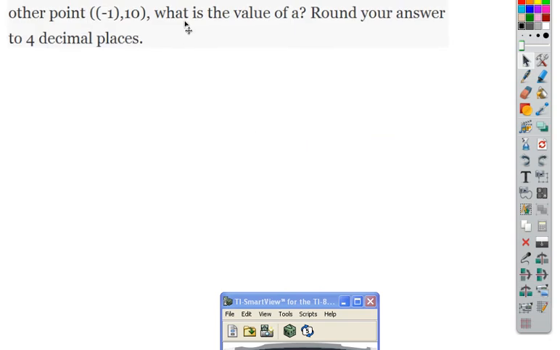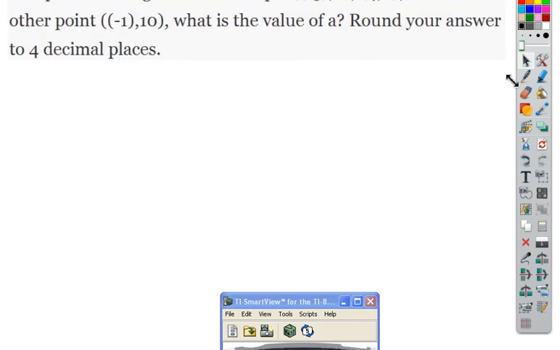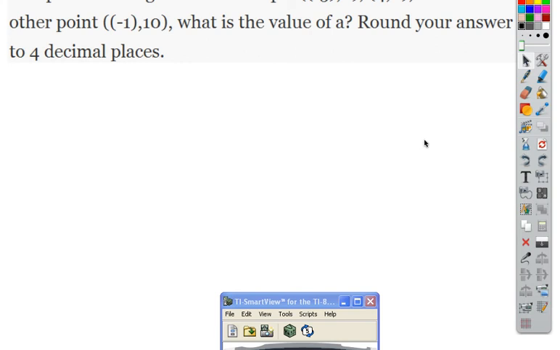So for the quadratic function in intercept form here, we want to know if it passes through these x-intercepts, negative 5, 0, and 4, 0, and the other point, negative 1, 10. We want to know what's the value of a. Okay? So how could we do that? These are problems we did in 5a, remember? How do we do these?